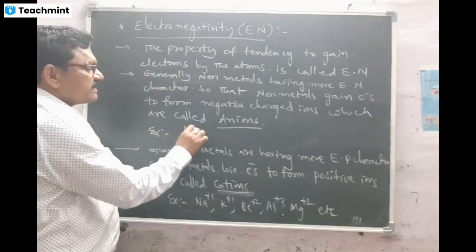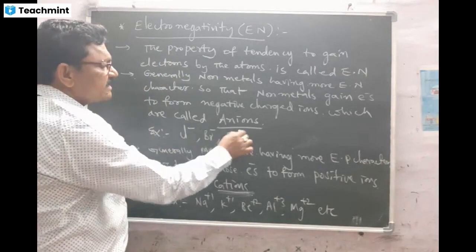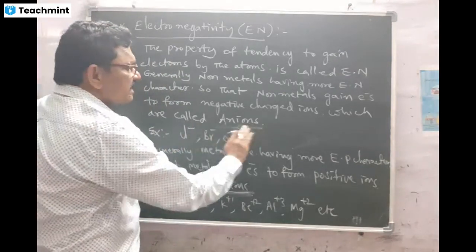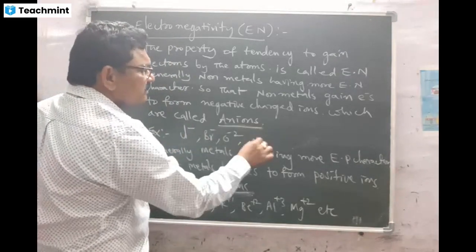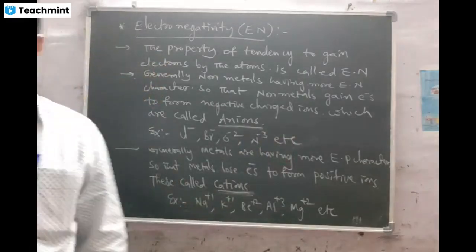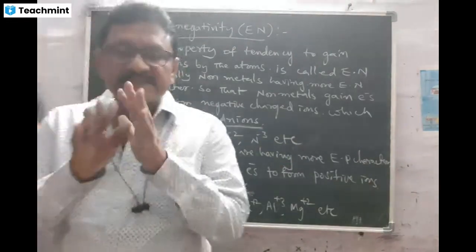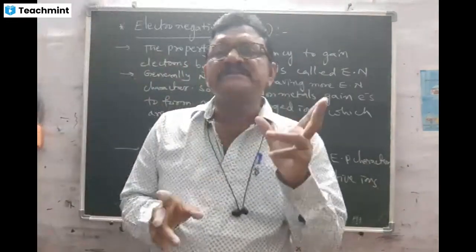So I give you some examples. What is this? Cl minus, it is an anion. Br minus, it is an anion. O minus is one of the anions. Like that we have N minus 3, etc. All these are minus charged ions, nothing but anions. Now is it clear what is cation and what is anion?